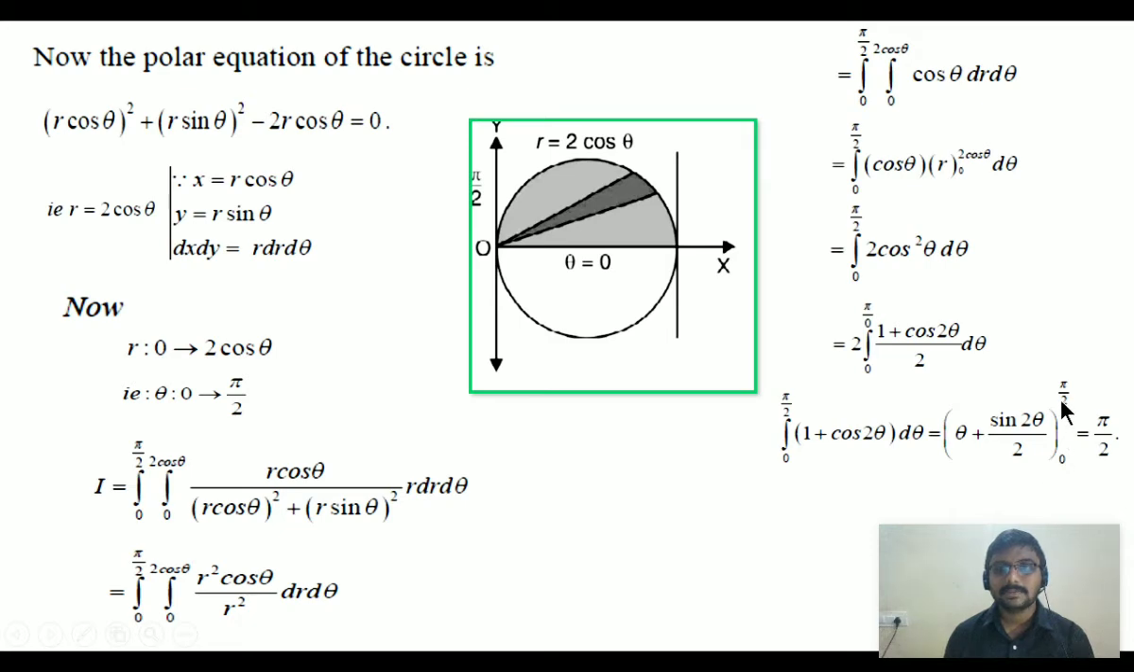Substituting the upper limit as pi by 2 and then the lower limit as 0. Substituting the upper limit pi by 2, we have sin 2 into pi by 2, which is sin pi, but the sin pi value is 0. And clearly we have sin 0 value 0 while substituting the lower limit as 0. So thus we have the result pi by 2.